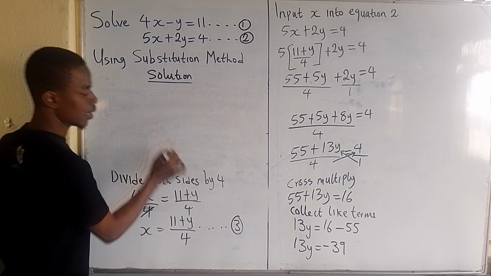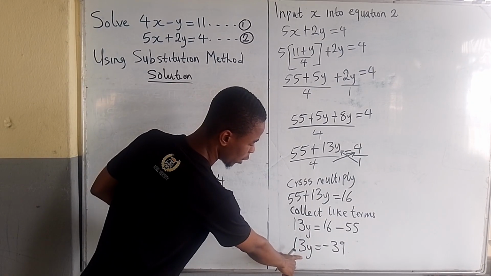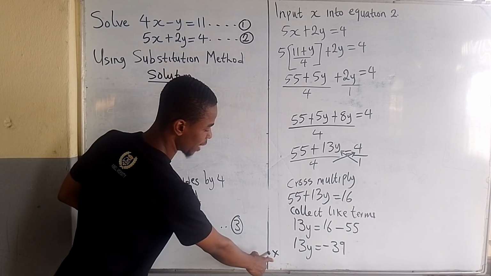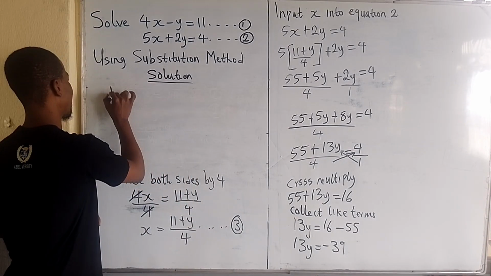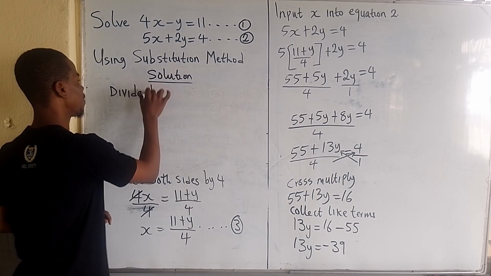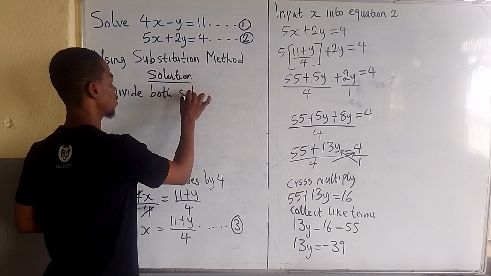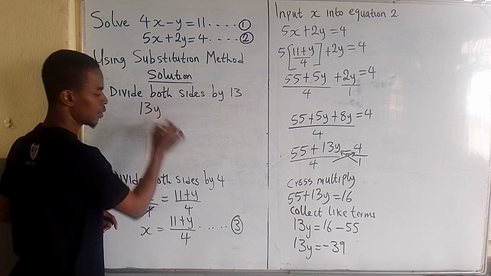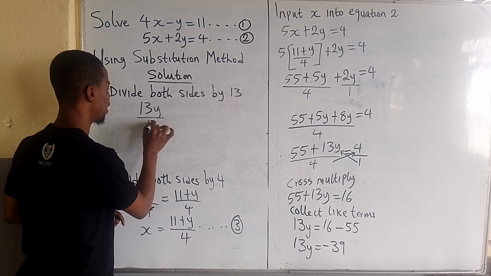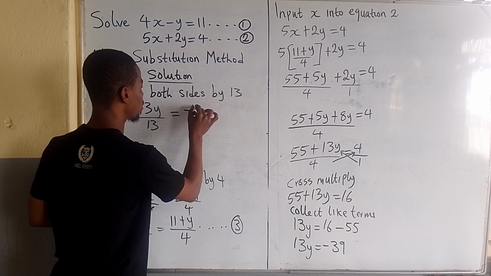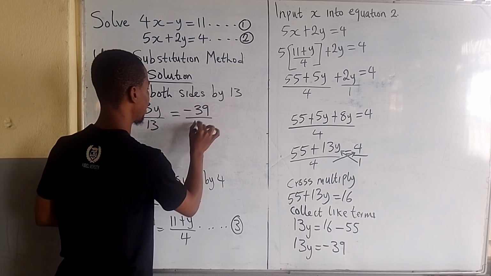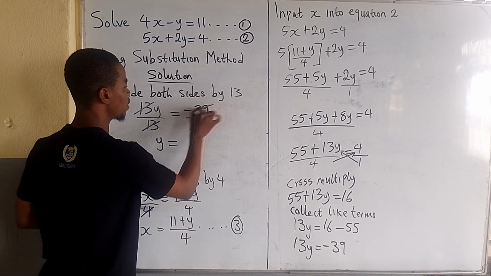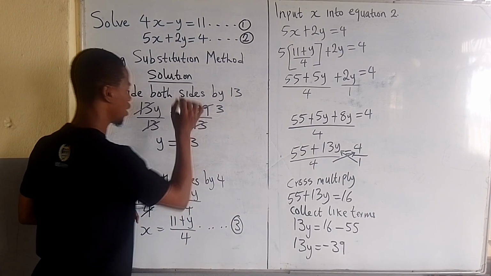So we can now say, what exactly is holding y here? That's 13. What's connecting it? Times. So we're going to use the opposite of times, which is divide. So we say divide both sides by 13. So this 13y here divided by 13 equal to minus 39 divided by 13. So 13 cancels 13. Our y equal to 13 goes here, that will be 3. So y is minus 3.